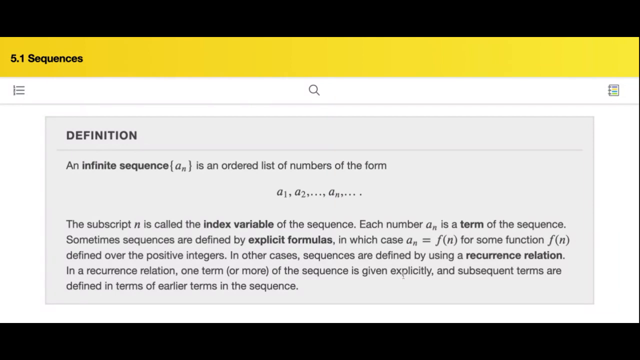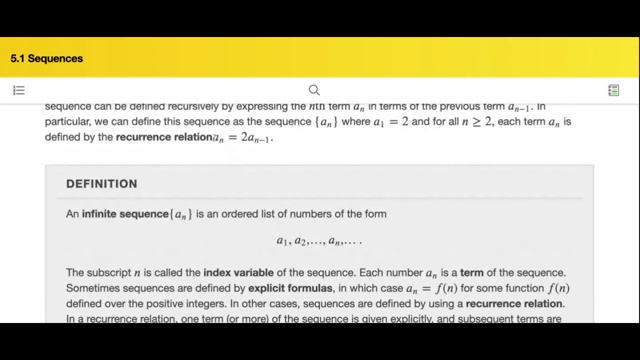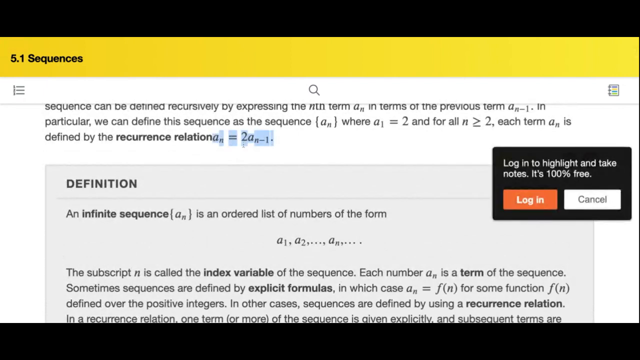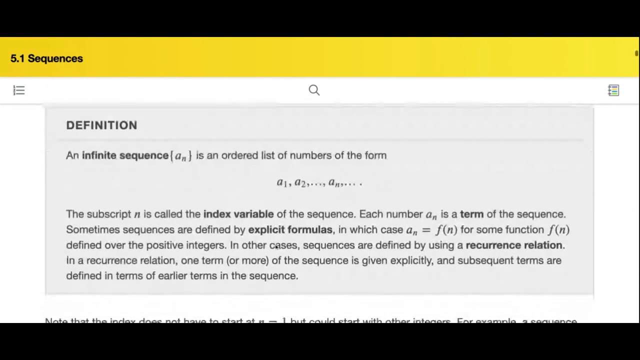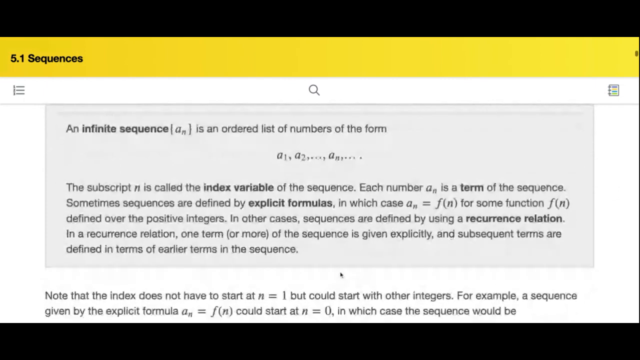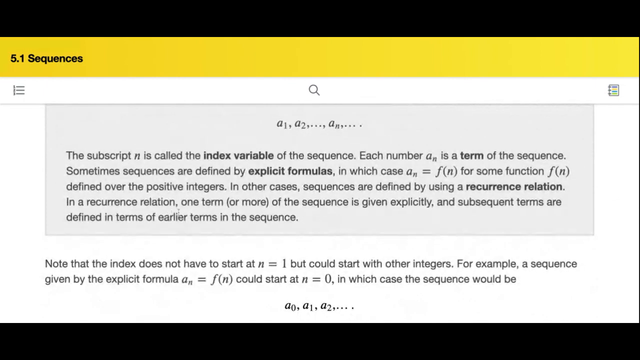In other cases, the sequences are defined by using a recurrence relation, just like this. The current term equals something. The current term is defined by its previous term. So that's a recurrence relation. In a recurrence relation, one term or more of the sequence is given explicitly, and the subsequent terms are defined in terms of the earlier ones in the sequence.